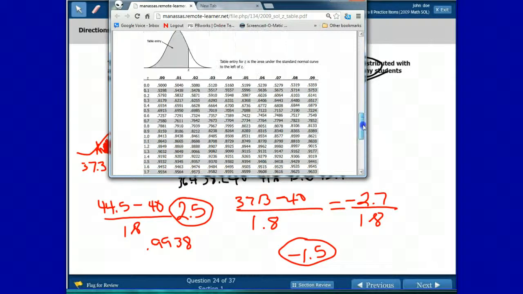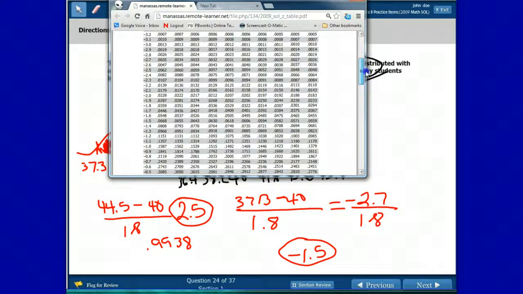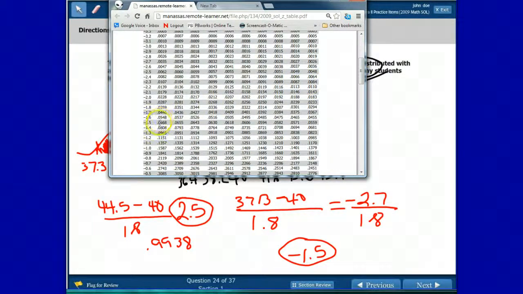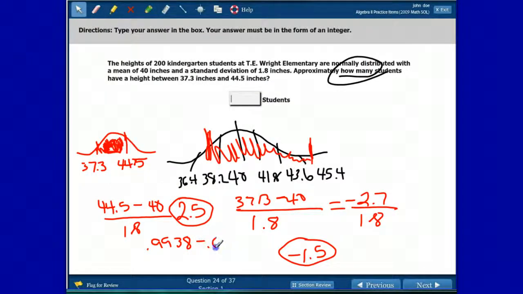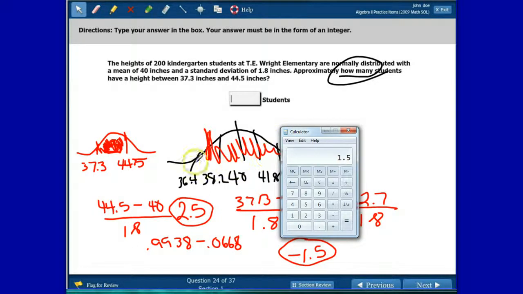Again, I got that from 2.5 right here, 0.9938. Now I'm going to look up the negatives, which are on the flip side of the paper. Negative 1.5 is right there, 0.0668. Now I'm going to subtract those two because I'm interested in the probability of it occurring between those two points. So 0.9938 minus 0.0668.